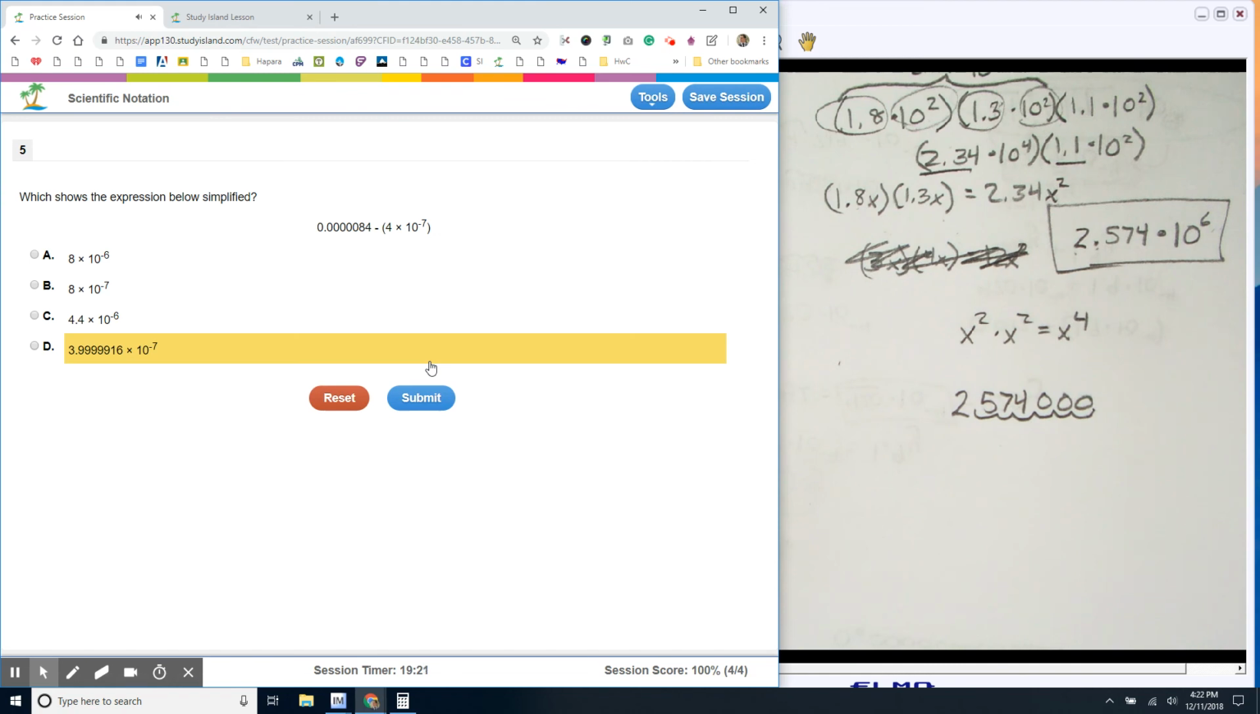All right, let me know if you have any more questions. This is another subtraction one, just like the other one. Actually, I guess I'll just do this problem really quick.